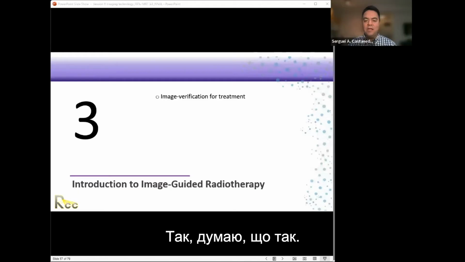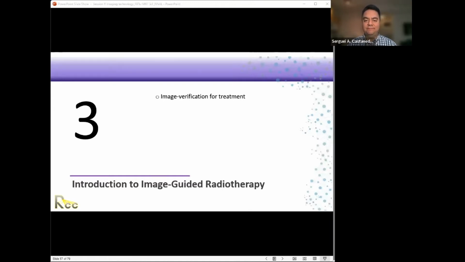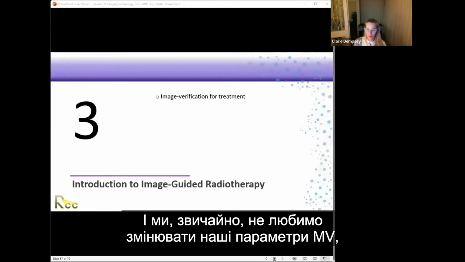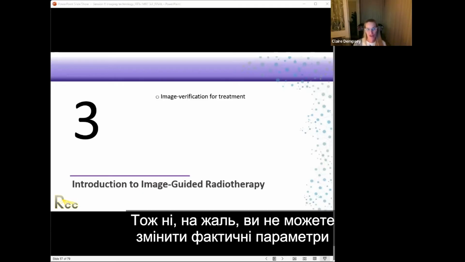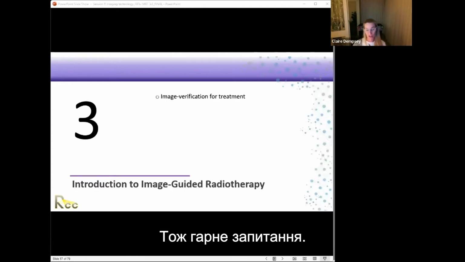Yeah, I think it does. Next question. Can the MV parameters be changed like the KB parameters? No, not really, because the MV beam is your treatment beam. It's the beam you're treating with. You really can't change that. And we certainly don't like to change our MV parameters because our MV beam has to match our planning system. So no, unfortunately, there's not a lot you can do in terms of changing the actual MV parameters to improve the image quality. So good question though.